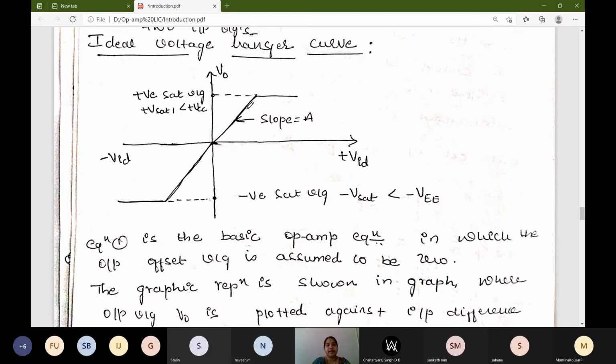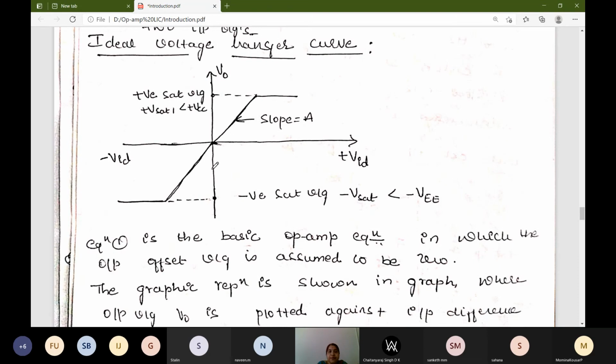In the starting it is linear. Input and output vary linearly in both positive and negative directions. But after some value it becomes saturated, becoming constant here. This is the transfer characteristics of an op-amp. This saturation depends upon the supply voltage which we are giving. If you give a supply voltage of 12 volts, it will amplify only below 12 volts. After 12 volts it will become saturated.